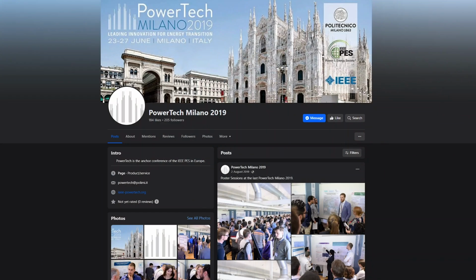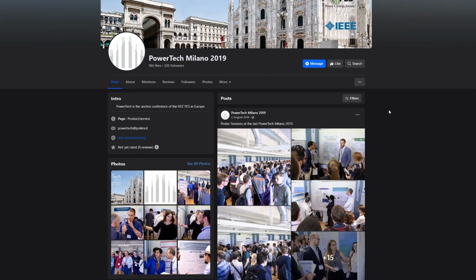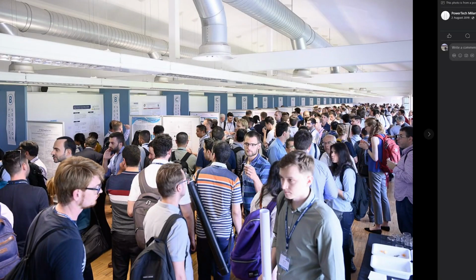Here is the Facebook page of this conference. You can see PowerTech Milano 2019. And I found many photos showing how the event looked like, and actually I want to show you this first photo. This is a poster session where I participated. You cannot see me on the photo because I am far behind the people presenting my poster somewhere.